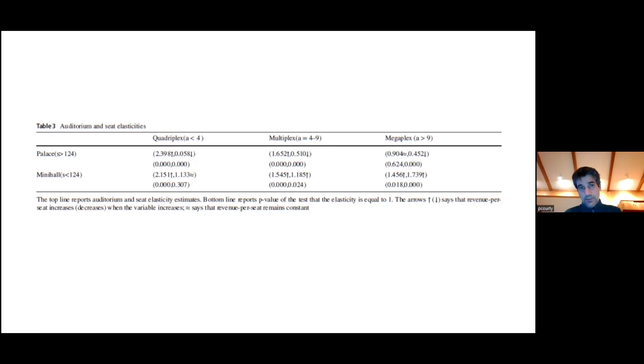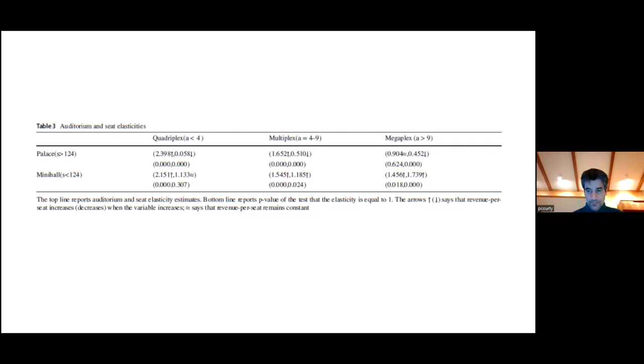This palace with very few auditoria has way too many seats. And if you see at Megaplex, the 0.9 is close to one here. That's what you would expect. At the Megaplex, it doesn't make a big difference to add auditoria. And the Megaplex that has more than 124 seats, still you would like to have fewer seats per auditorium. And in the mini hall, however, which means that you have fewer than 124 seats, you would like to have more seats. So it seems that the sweet spot is around nine. And we're going to do that at the end of the paper. It's around nine auditoria and 100-something seats.